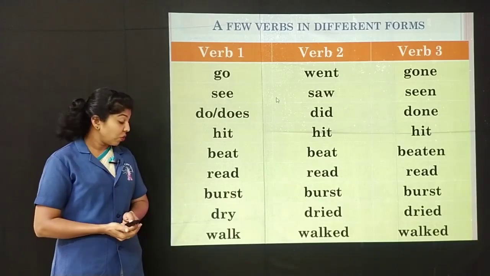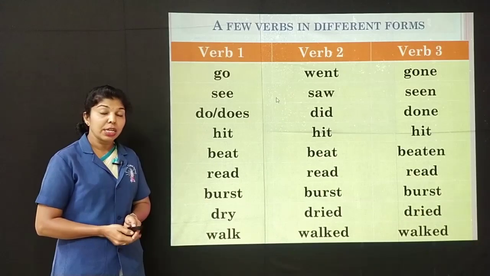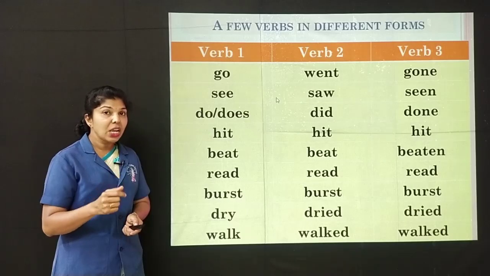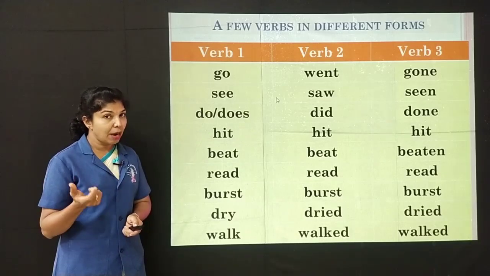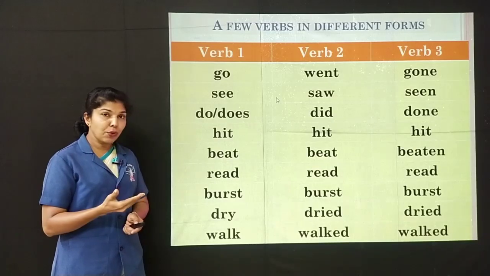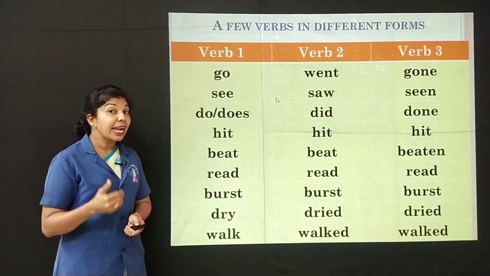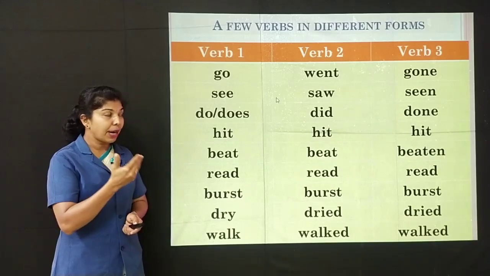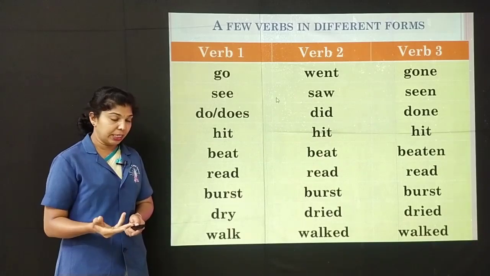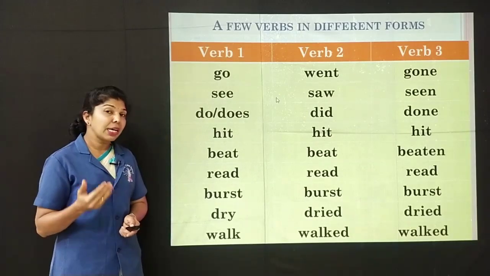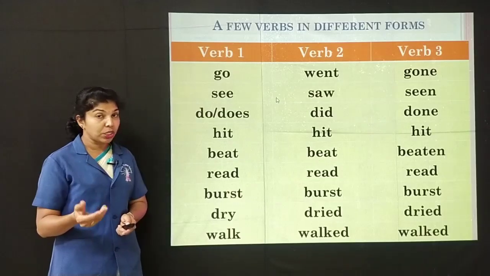And these, if you see dry and walk, they are called regular verbs. They just add D or ED or IED after them. Here this word dry. In the past form, the Y is removed and IED is added. Dry, dried, and participle form is also dried. Walk, the past tense form is walked and past participle form is also walked.